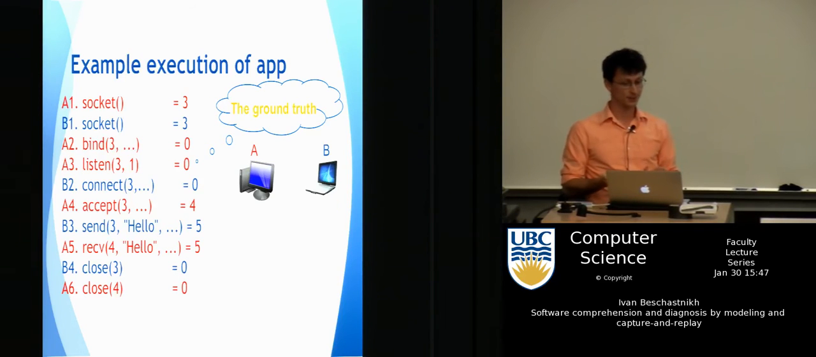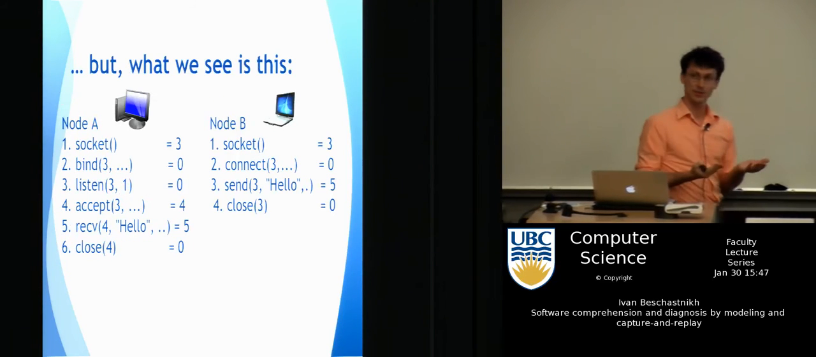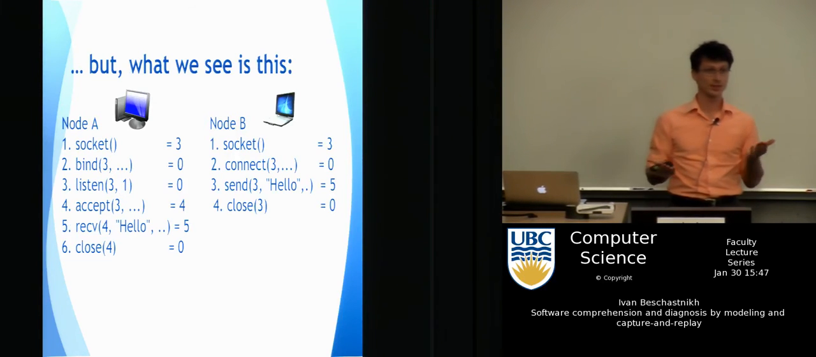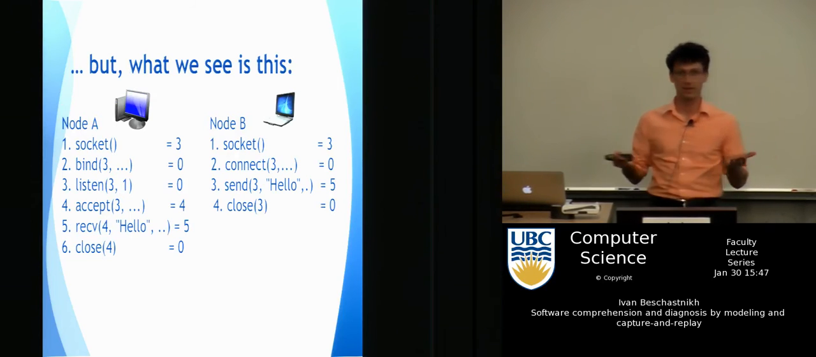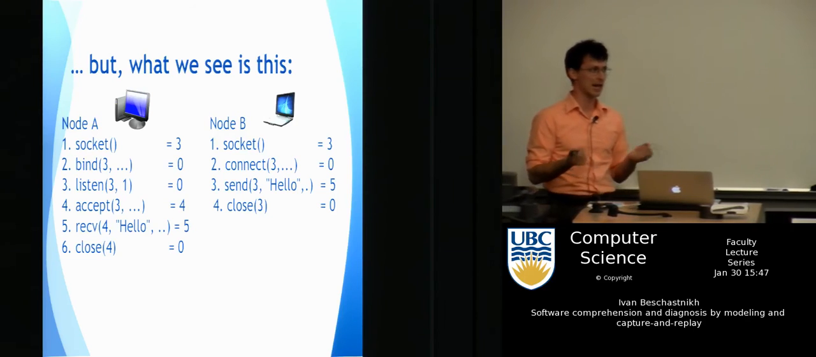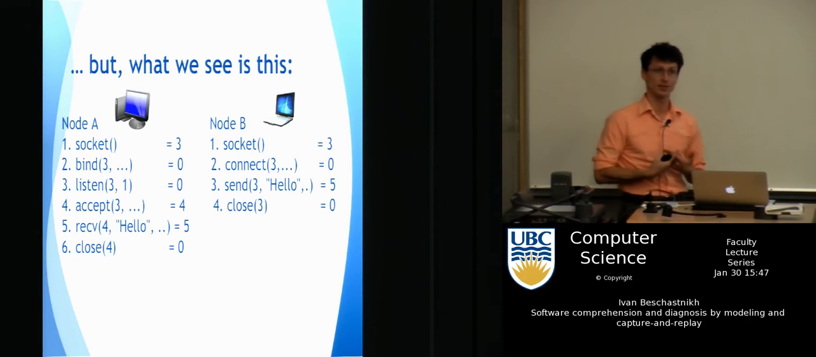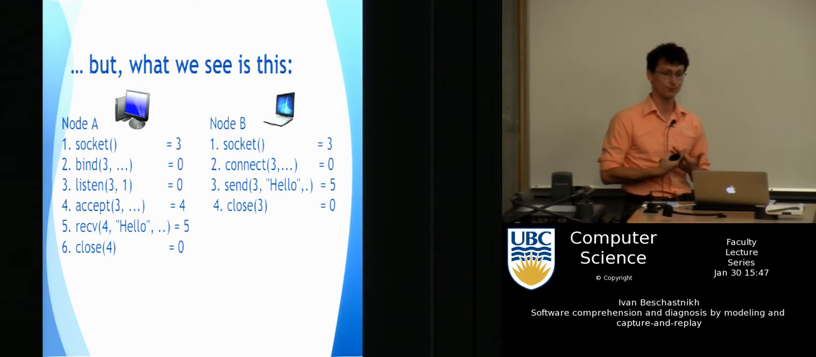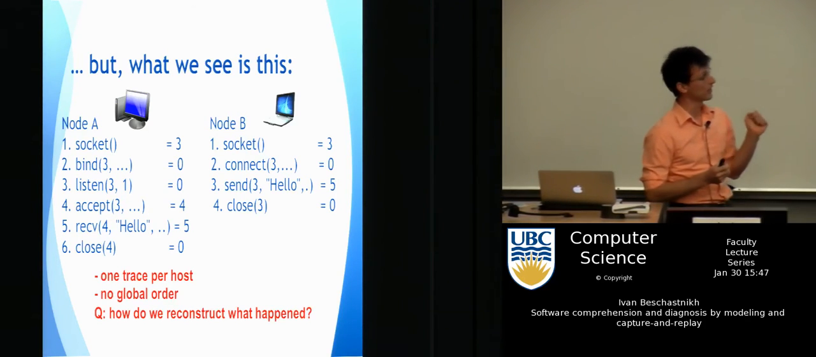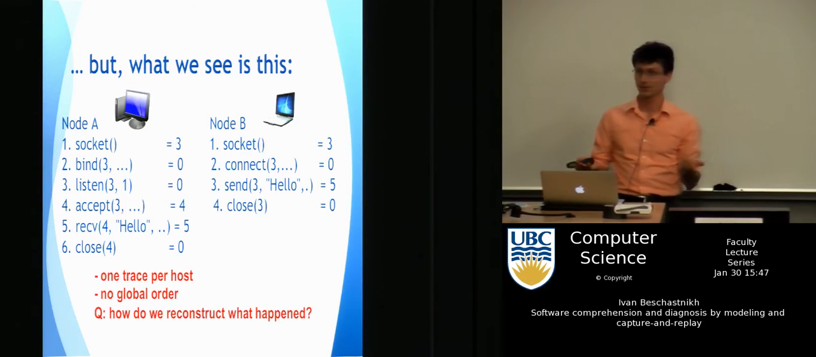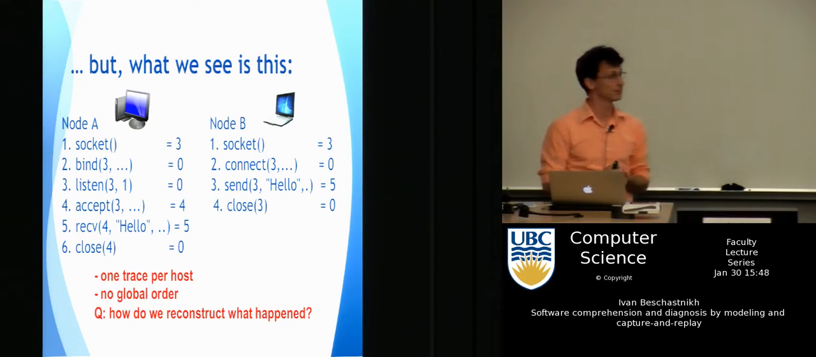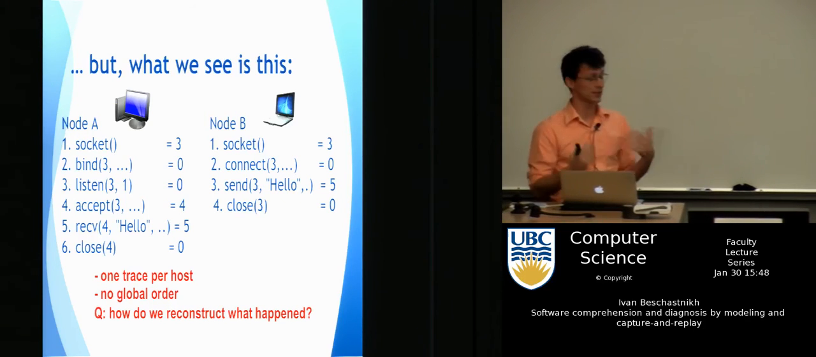In practice, what happens is that if you were to collect two logs, they're actually going to be disjoint. You'll get a log for each machine, and you'll have no way to connect them. So you, as a developer, are going to have to reason about what is the relative order of events between those two machines. The underlying problem here is that you have one trace per host, and you have no global order. Global ordering is difficult to achieve, especially when you don't know how many hosts there are, like in Skype. So the question is, how do we reconstruct what happened?